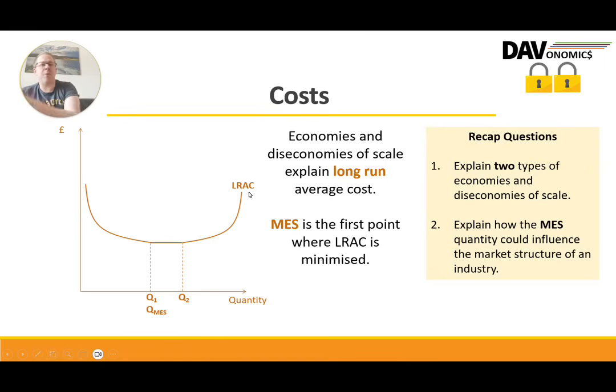So you need to have some examples of those, like purchasing and marketing for economies of scale, and communication and coordination issues on the other side of things. But that minimum efficient scale there is quite important. That will influence how much economies of scale you can get in the industry, and therefore potentially influence the market structure.